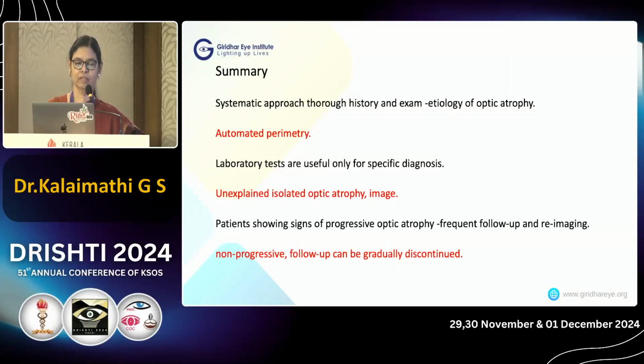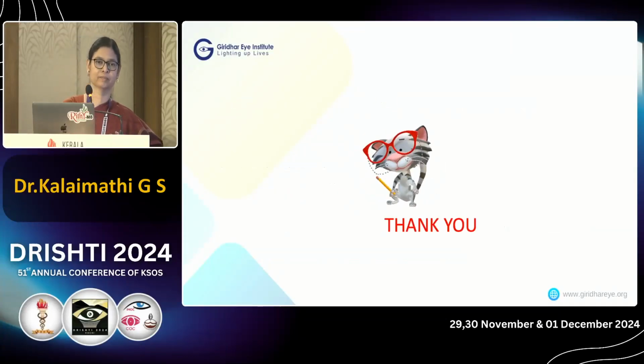So to summarize, with a systematic approach through history and examination, we can come to the etiology of optic atrophy. Automated perimetry is mandatory. Laboratory tests are useful only for specific diagnosis. For unexplained isolated optic atrophy, imaging is necessary. Patients showing signs of progressive optic atrophy need frequent follow-up and re-imaging. And if non-progressive, follow-up can be gradually discontinued. Thank you.